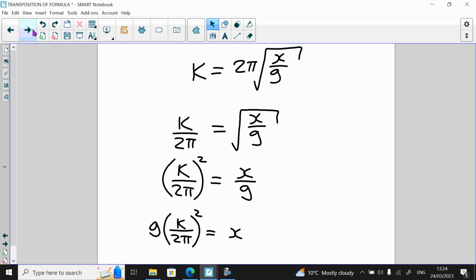Right, so that's the final line. And it doesn't matter that x is on this side. If you want to swap sides, that's fine. Mathematically, that's perfectly correct.